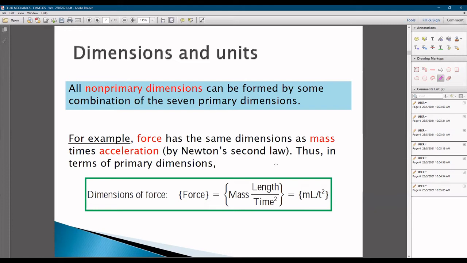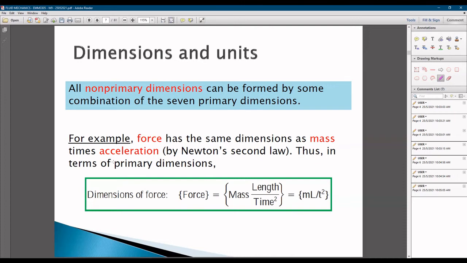Okay, so there are 2 primary dimensions involved, which are the length, which is m, and the time, which is s, so meter per second. Another example here: force has the same dimension as mass times acceleration. Okay, this is by Newton's second law. Force, as we know, is a product of mass and acceleration.